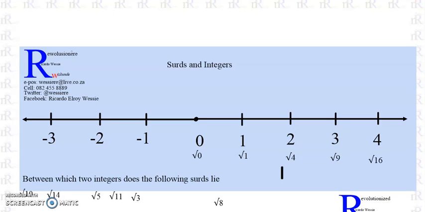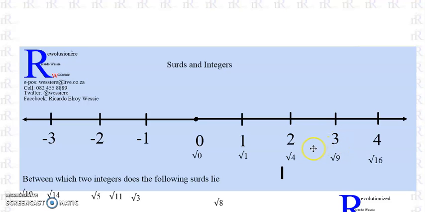So you would agree with me if I asked you, where does the square root of 3 lie? The square root of 3 would be between these two numbers. Maybe somewhere over here. Where would the square root of 6 lie? Between the square root of 4 and the square root of 9. So if I ask you, between which two integers does the square root of 6 lie? It would be between 2 and 3.